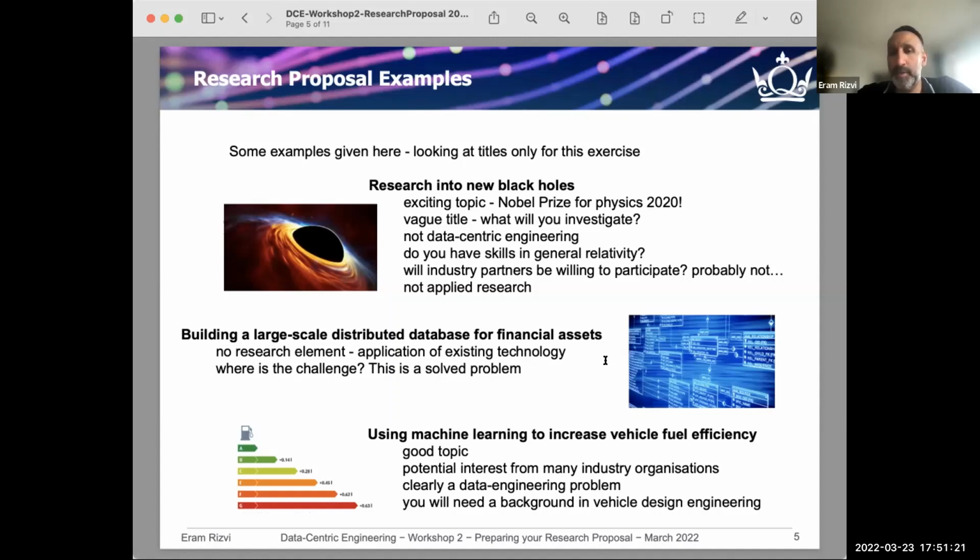But we know that this is a solved problem, right? We in principle know how to do this. So it's not clear to me what the challenge is. This is a solved problem as far as I can see. So that's probably not a very good research proposal.